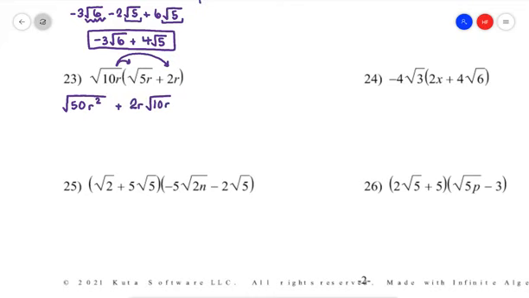So 50 is 5 squared times 2. If we do our factor tree, we got 5 times 10, which is 5 times 2. So it's 5 squared times 2, or 2 times 5 squared. And then 10 is just 5 and 2.